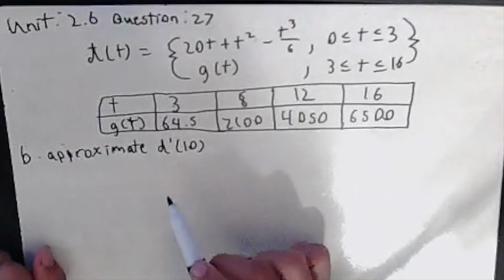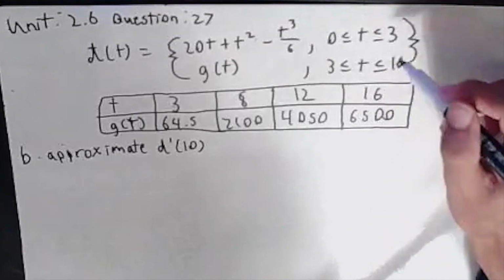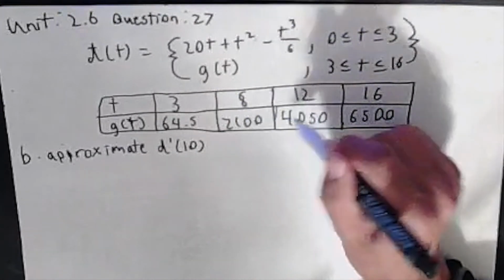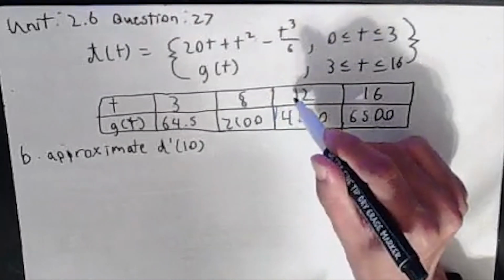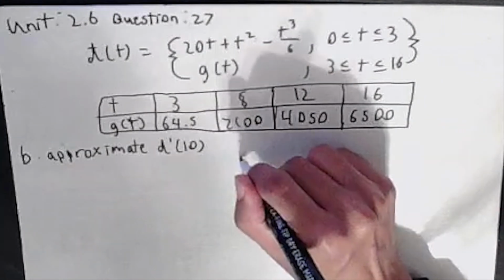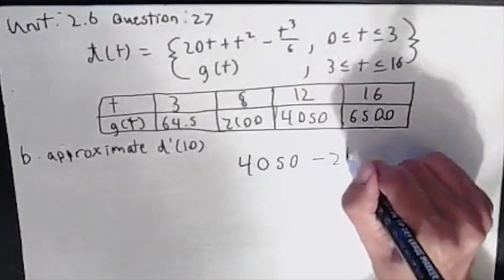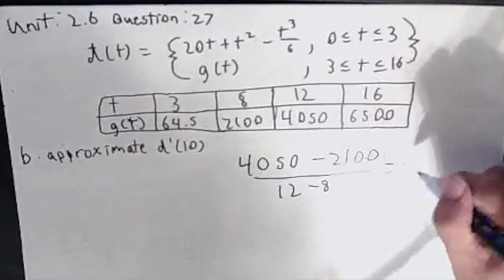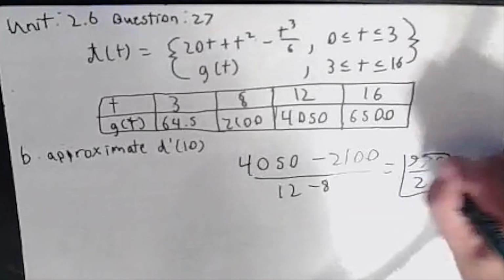Part B says to approximate d prime of 10, which basically means we're finding the slope at t equals 10. So when t equals 10, we're going to use g of t. So t equals 10 is like right here. If we find the slope about right here, then that will be d prime of 10. So we can just go 1 to the right, which is 12, and 1 to the left, which is 8, and use those numbers. So to find our slope, we do y2, which is 4,050, minus y1, which is 2,100, over 12 minus 8. And that will give us an answer of 975 over 2 as our final answer.